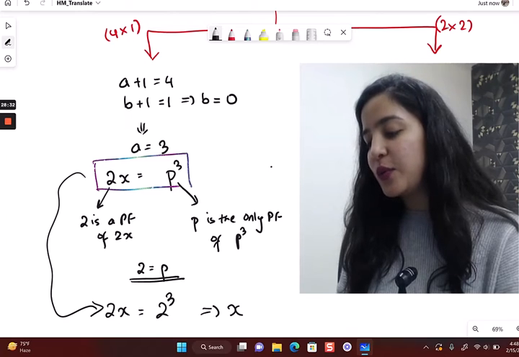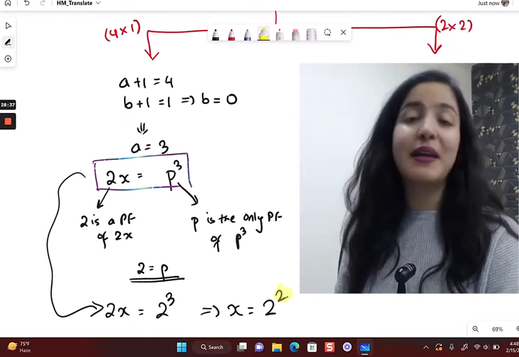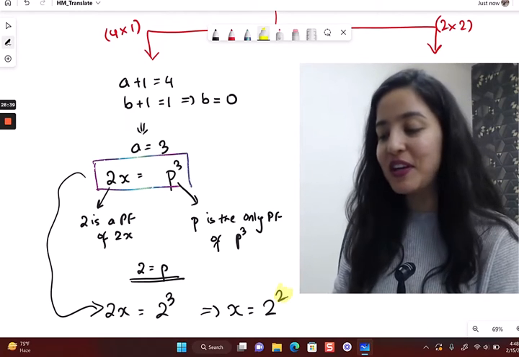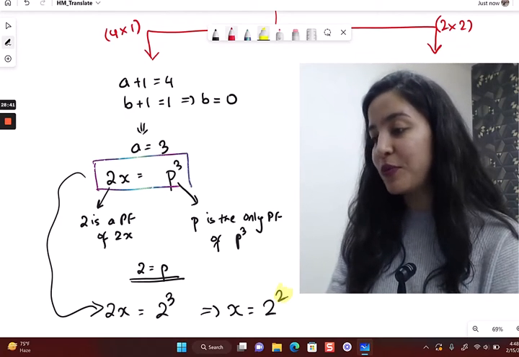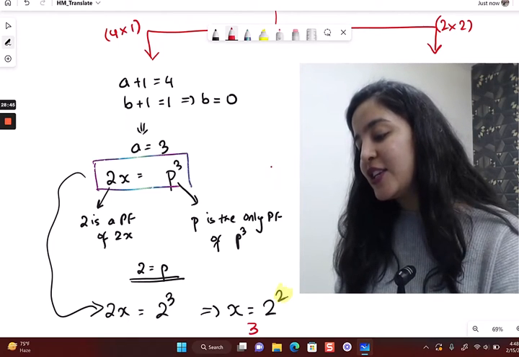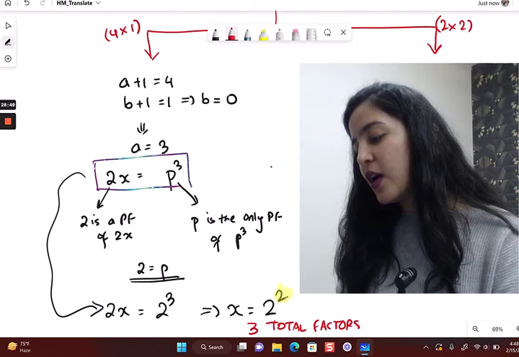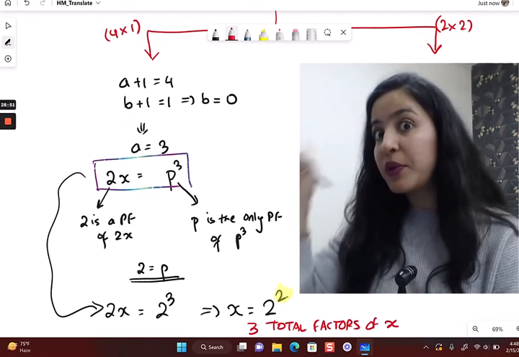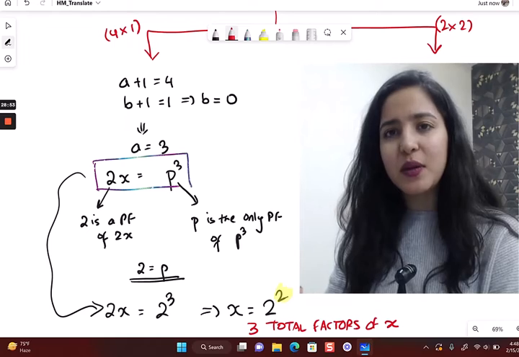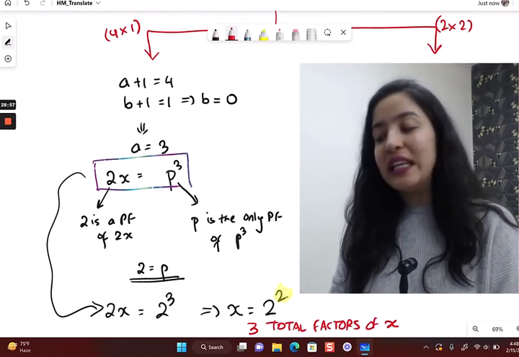So x is equal to 2 squared. And there you go. You have the power on the prime factor of x. And from here, you can get the number of total factors of x as 3. So I'm writing that here: 3 total factors of x. Of course, remember in the original question we wanted a -1 also, but right now we're just seeing what gets us the value that we need.